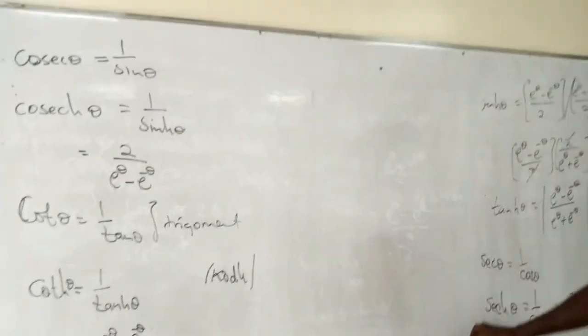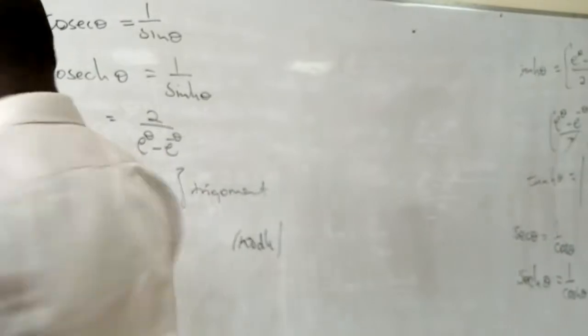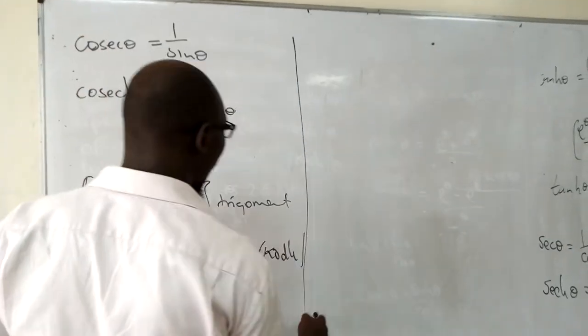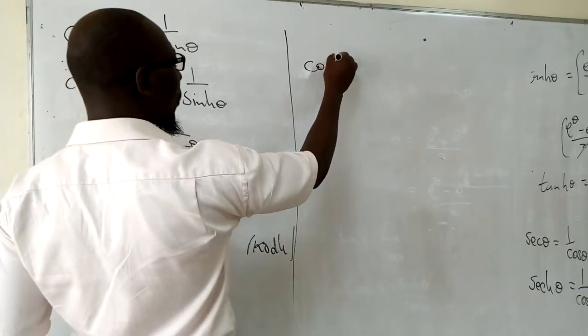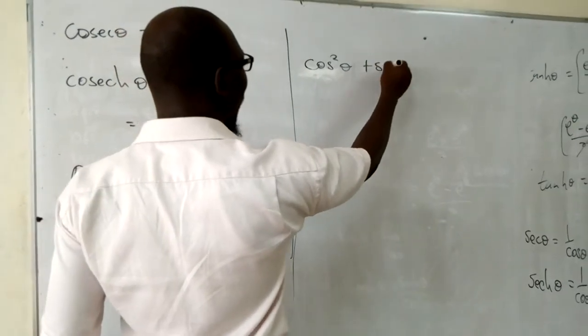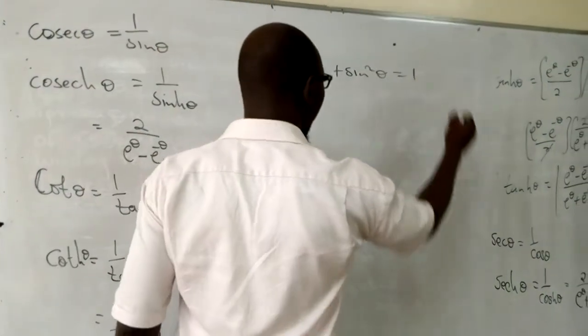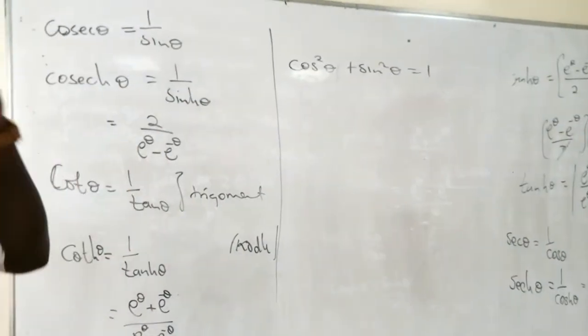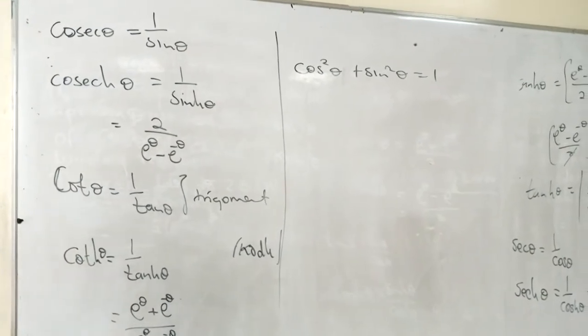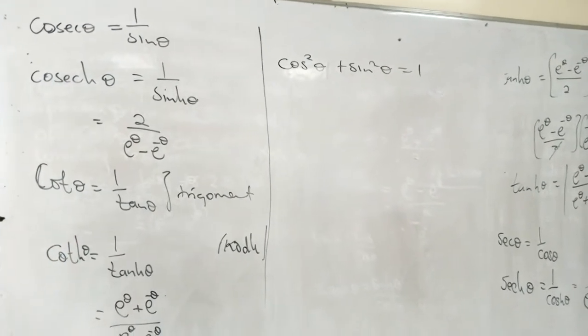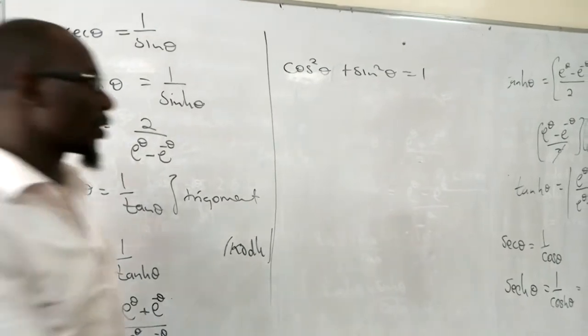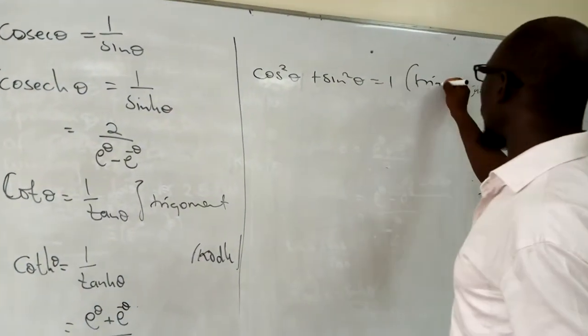From trigonometry, we said that cosine squared of theta plus sine squared of theta is equal to 1. That one is the first trigonometric identity. However, this one might not apply in terms of hyperbolic functions. This is a trigonometrical identity.